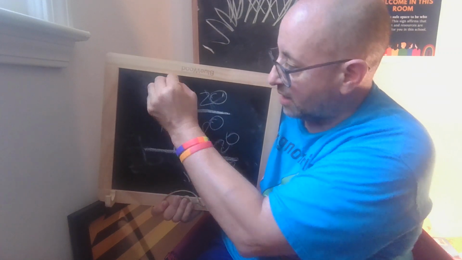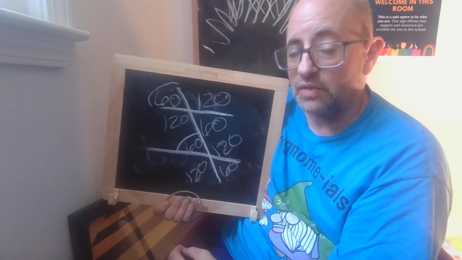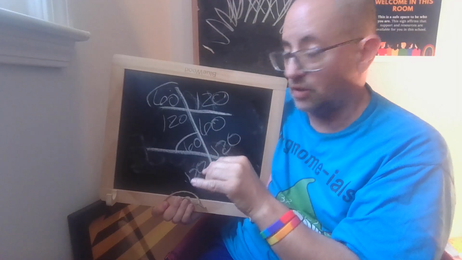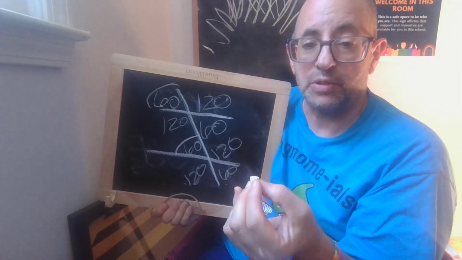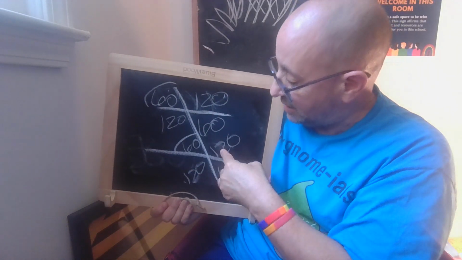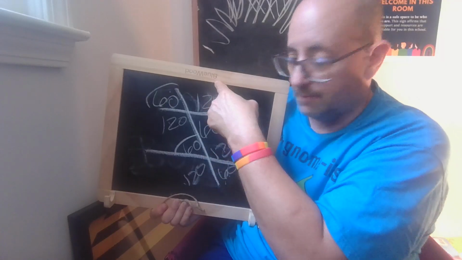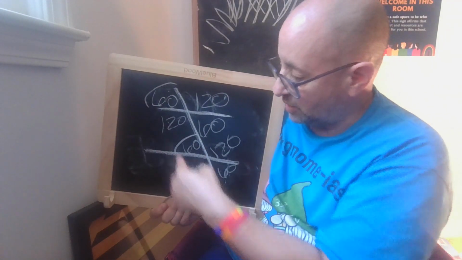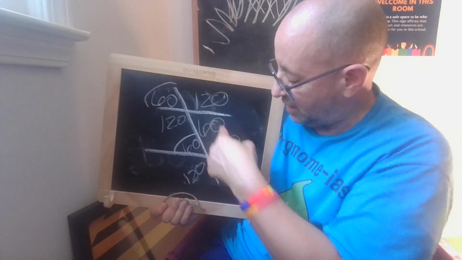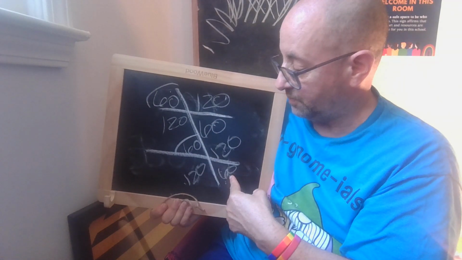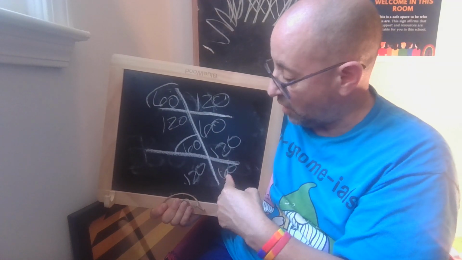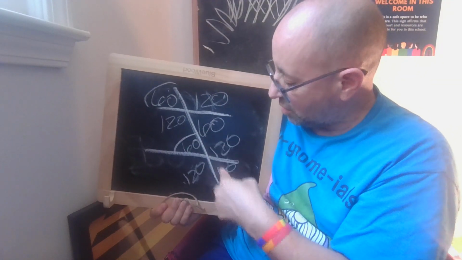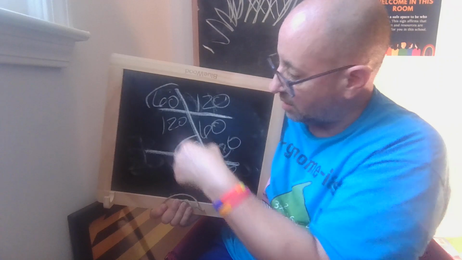They are the angles that are on the same side of the transversal, but one is inside and one is outside. So somebody came up with a name for it called corresponding angles. Notice how these two 120s are corresponding, just like these two 60s are corresponding. These two 120s are corresponding. These two 60s are corresponding. And so you have alternate exterior, alternate interior, and corresponding.